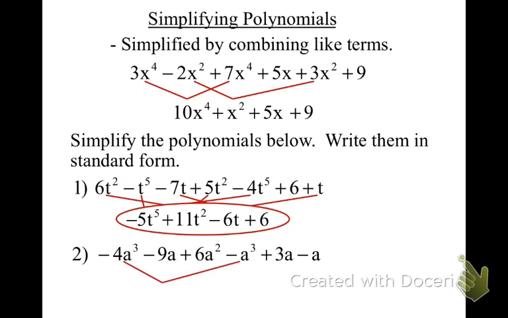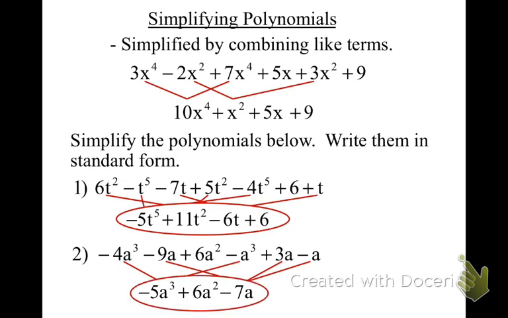All right, next one, let's check our work. We're combining negative 4a to the third and negative a to the third, which makes negative 5a to the third. Then we've got 6a squared. It doesn't combine with anything. And now we're going to combine our a's. It's negative 9a plus 3a. That makes negative 6a's, minus a makes negative 7a's. And finally, we are doing, oh, that's it. There's nothing left.